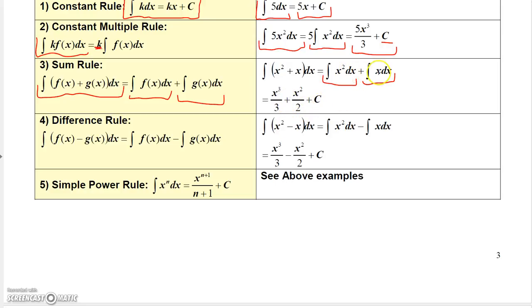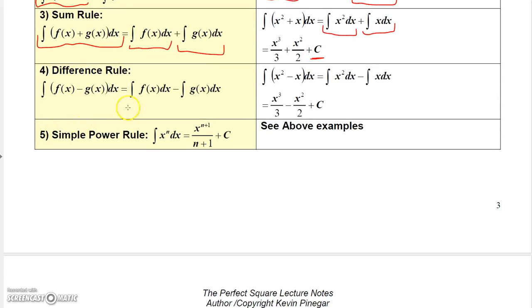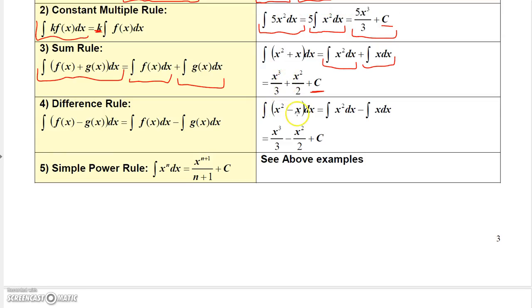Even if you do these separately, you're going to get a constant for this integral and a constant for this integral, but of course if you add the two constants together, you're just going to get a single constant. Same thing with the difference. The integral of the difference of two functions is the difference of the two integrals. So if I had x squared minus x instead of x squared plus x, it would work exactly the same way, except I would subtract. So I'd have the difference of the two functions.